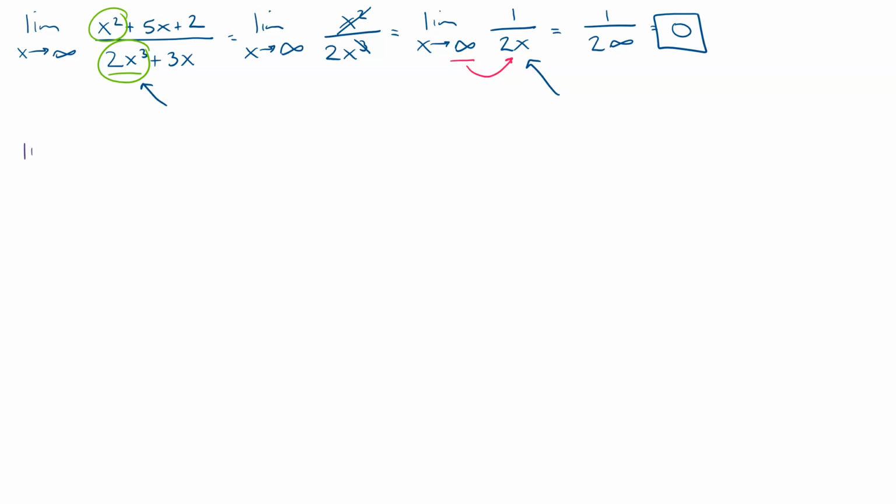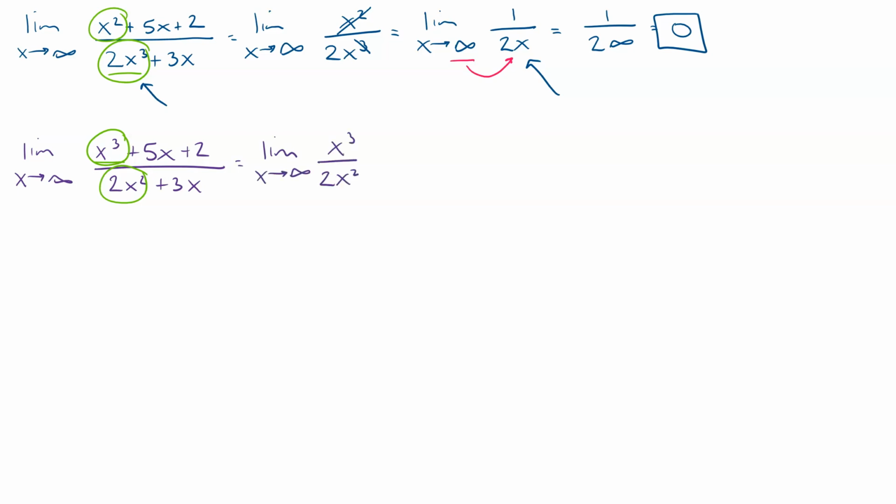Let's go again. Again, it's a very similar function, except this time I have an x cubed on top. Let's evaluate the limit. We're going to keep the highest power on top, highest power on bottom. That gives us the limit as x approaches infinity of x cubed over 2x squared. After keeping the highest powers, we reduce our fraction. We have the limit as x approaches infinity of x over 2. And once we've reduced the fraction, we go ahead and substitute in the infinity value. So we get infinity over 2. Which can be written as 1/2 of infinity.